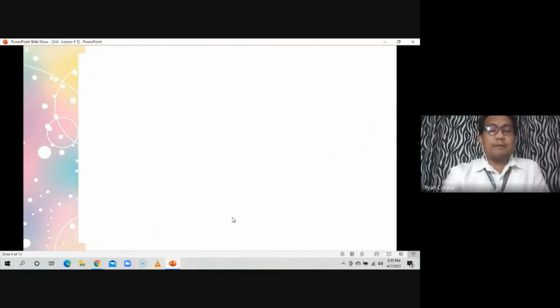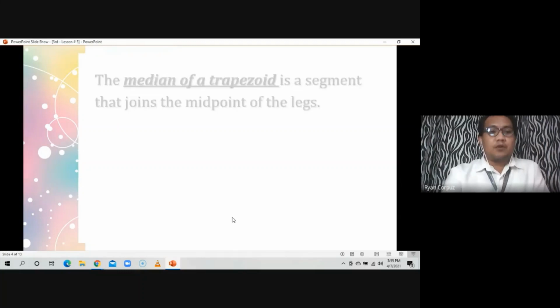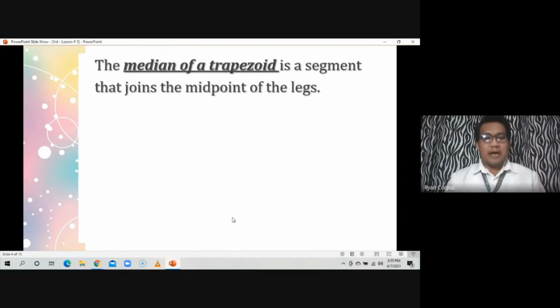Since we are talking about trapezoid, let us talk about this time the median of a trapezoid. Again, as I have mentioned to you earlier, the median of a trapezoid is also known as the midline of a trapezoid. So what is this? The median of a trapezoid is a segment that joins the midpoints of the legs.